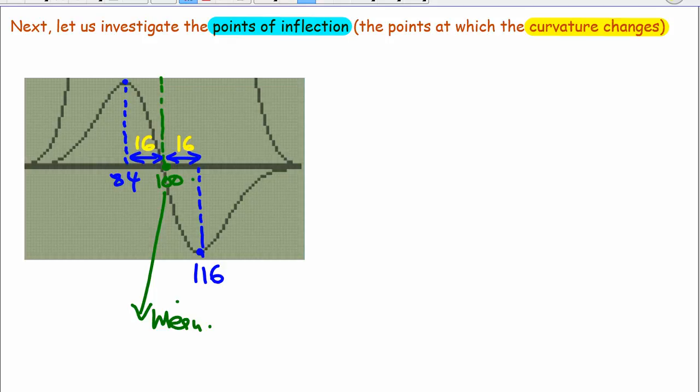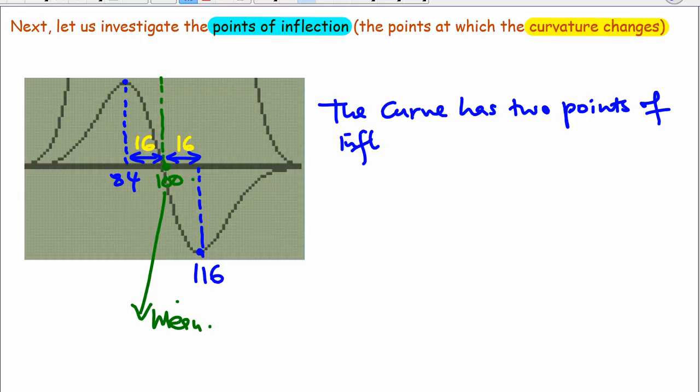And this is very important. So we can see from this that the curve has 2 points of inflection. So we can say the curve has 2 points of inflection at, if this makes sense.